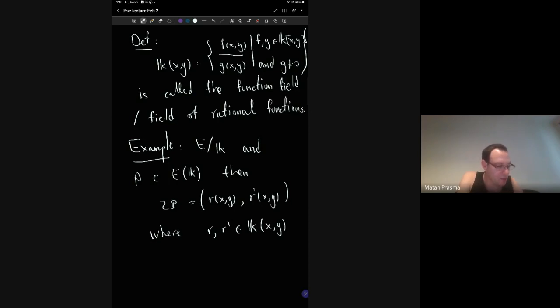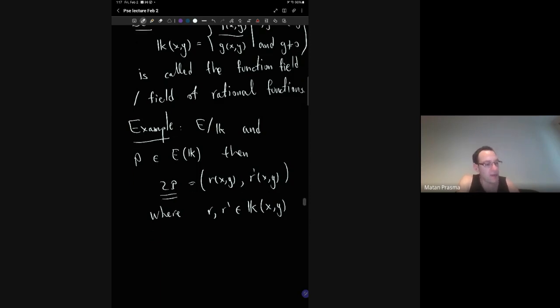Right? R and R' are not simply polynomials, because when we define, for example, the tangent line, we divide by a polynomial. I mean, we took the derivative. We have some rational function, not just a polynomial. So if we want to, for example, understand this doubling of the point when P varies, then we need to understand rational functions in two variables.